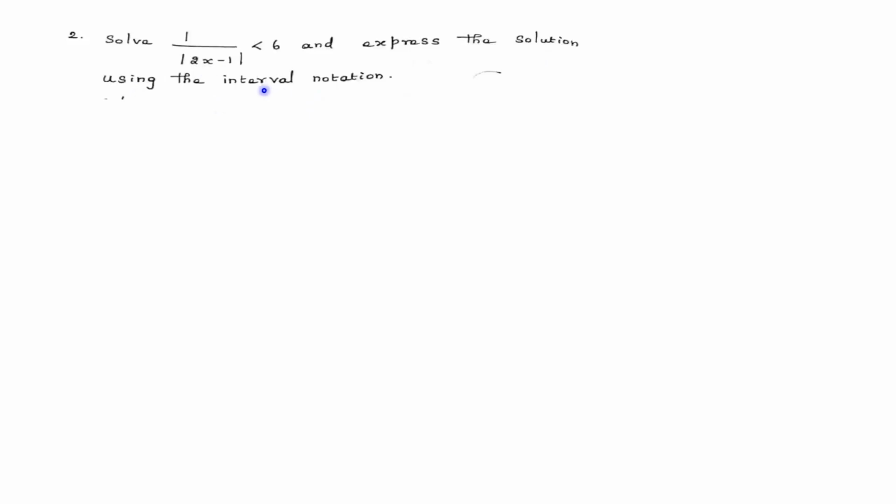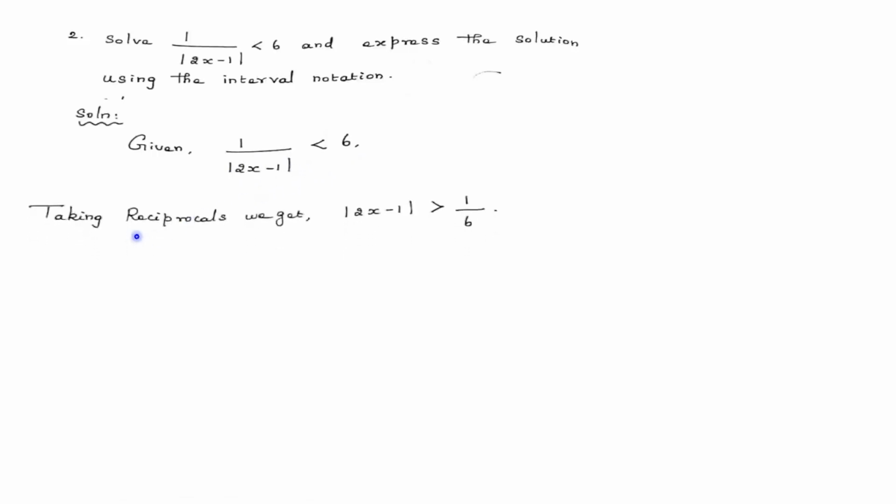After writing the solution, you have to write the given data. That is 1 divided by modulus of 2x minus 1 less than 6. Here the modulus value and the variable is in the denominator. So I have to bring this to the numerator by taking the reciprocals. So after taking the reciprocals, we will get modulus of 2x minus 1. This less than symbol is changed into greater than symbol, and this 6 is changed into 1 by 6.